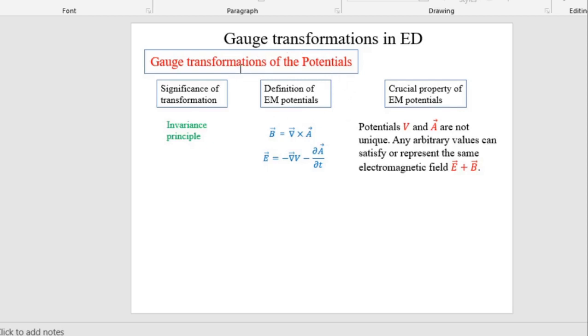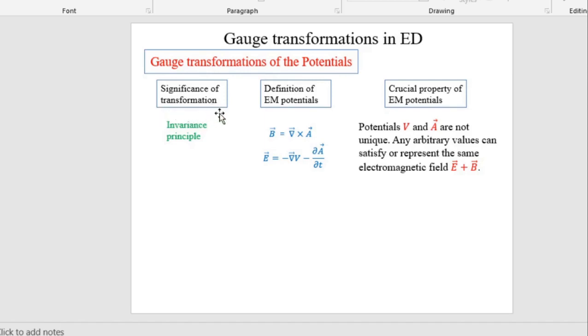Finally, we are at the position where we can define the gauge transformations of the potentials. Now everything is at our hand. We have studied all the prerequisites that are required to understand the concept of gauge transformations. First, we have studied different kinds of transformations.